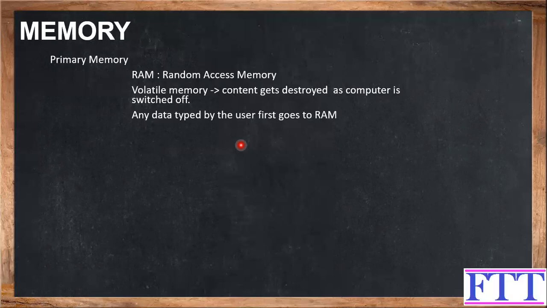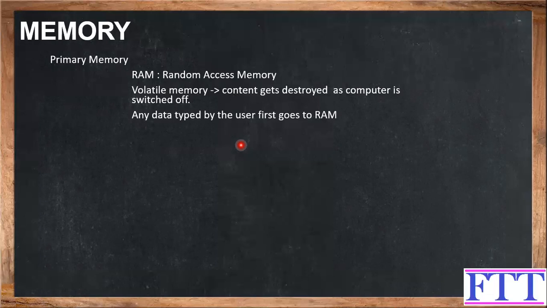ಆ ಡೇಟಾ RAM ಅಲ್ಲಿ ಇದ್ರೆ ಮಾತ್ರ ಅವೈಲಬಲ್. That kind of memory is what we call a volatile memory. The content gets destroyed; if all the contents are in RAM, they will be destroyed. Also, once the computer is switched off and you switch it on again, ಆ ಡೇಟಾ ಅವೈಲಬಲ್ ಇರಲ್ಲ. ಅಂತದನ್ನ ಏನಂತ ಕರಿತೀವಿ? It's a volatile memory. RAM is a volatile memory.